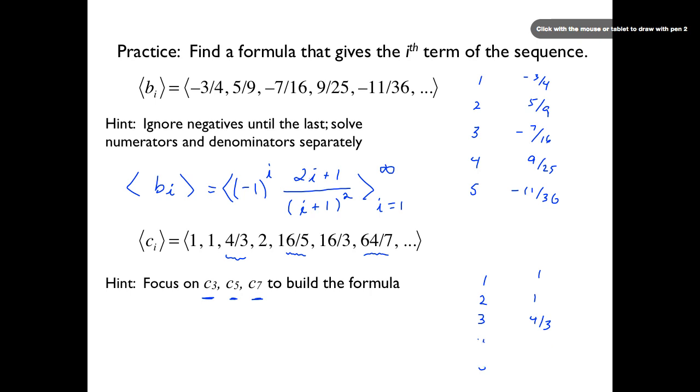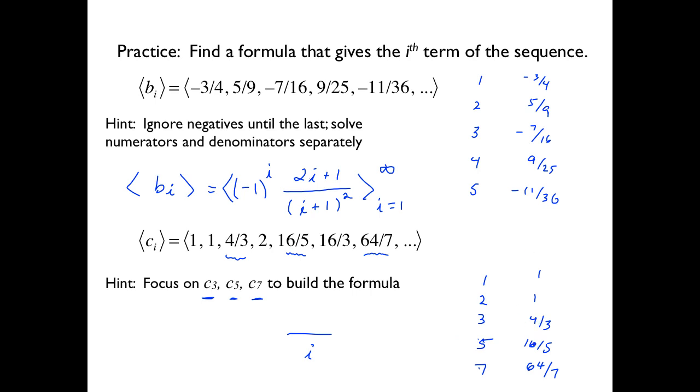5 gives 16/5. And 7 gives 64/7. So again, split up denominators and numerators. So 3 gives 4, 5 gives 16. Let's do the denominator first. 3 gives 3, 5 gives 5, 7 gives 7. What's the denominator? I. Denominator is just I, right? So now the numerator.